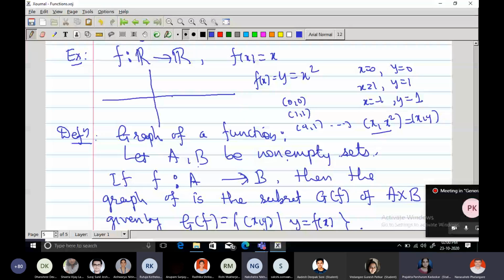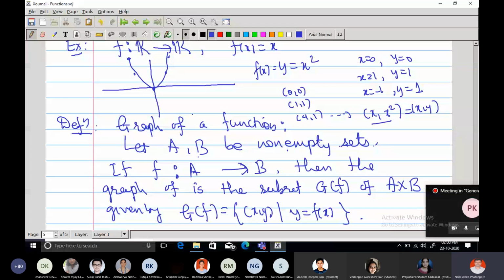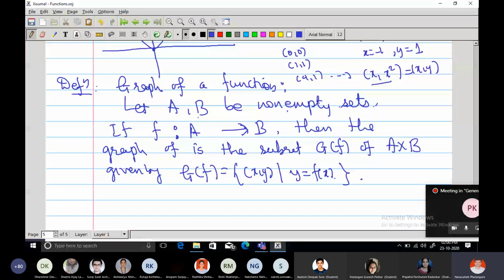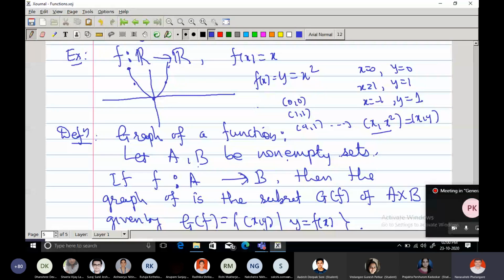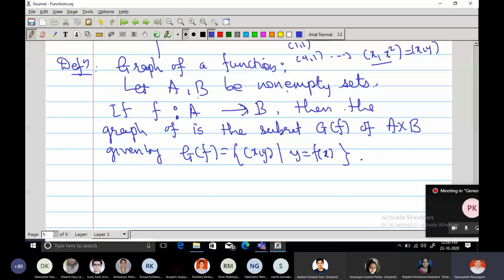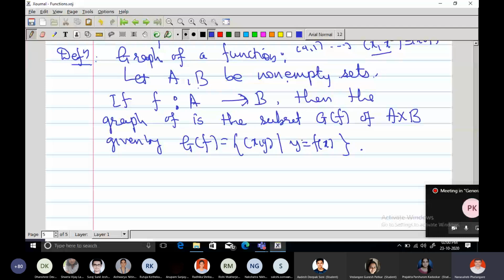Basically what you were doing, you were trying to look at a subset of R cross R, because this x was real numbers in that case. That means R2, that means the plane, right? And therefore basically what is a graph? Graph is a subset of A cross B. And what is that subset? Those pairs. Which pairs? Not all the pairs in A cross B. The pairs (x, y) for which the second component is the value of the function at the first component. Is it clear?